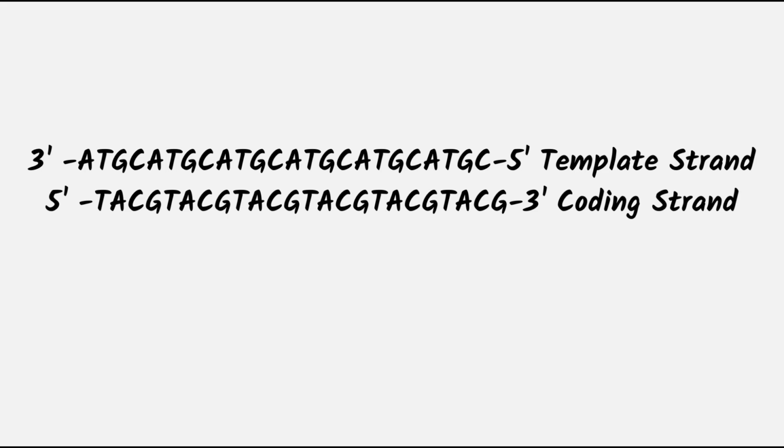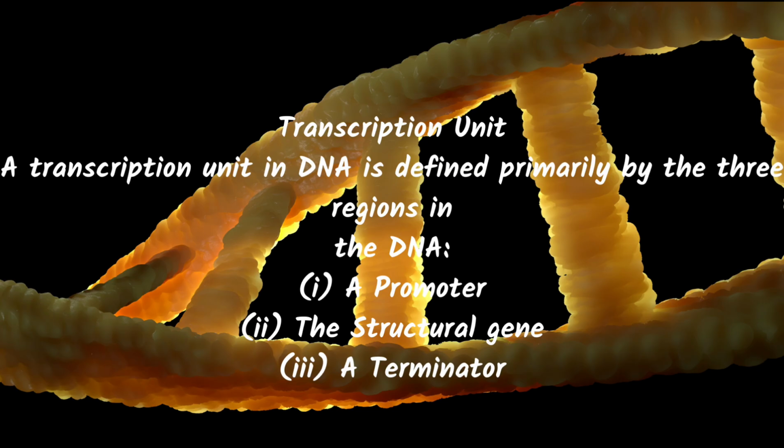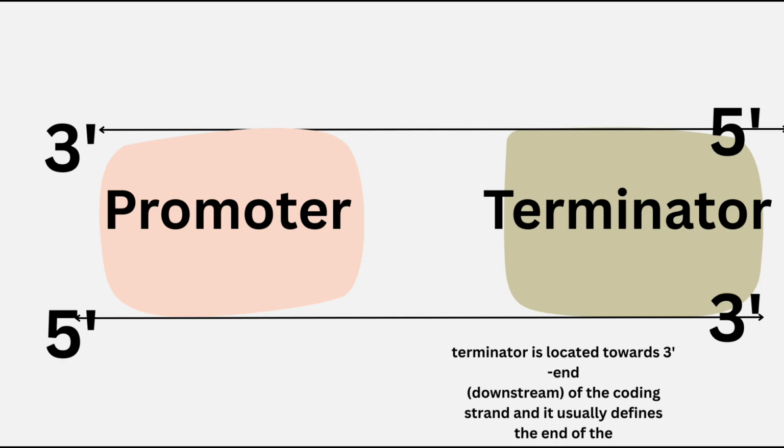So a transcription unit has three parts: the promoter, where in the diagram we can see the transcription starting site, the structural gene with a template strand and coding strand, and a terminator. So the main three regions are the promoter, the structural gene, and the terminator.